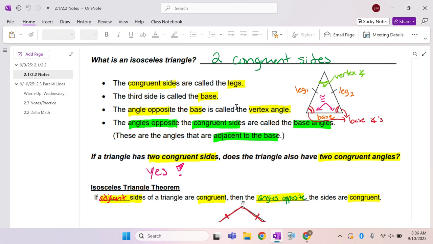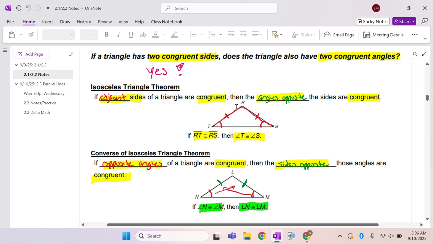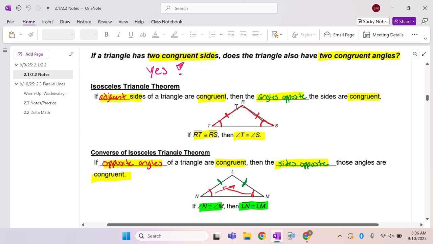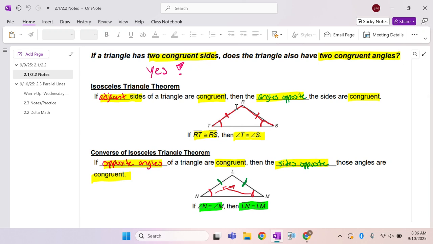And then the corollary or the converse of that is basically if you switch the order of the statement. So if two angles opposite two sides are congruent, then those two sides opposite them are congruent. So in other words, opposite angles, so angles that are not next to each other. So like these two are opposite angles. All right. If the angles of the triangle are congruent, the sides opposite them are also congruent.